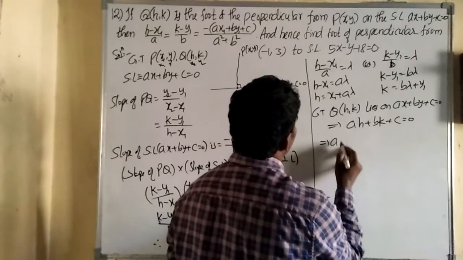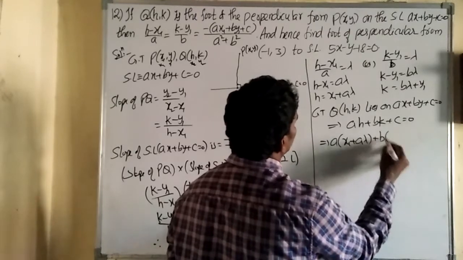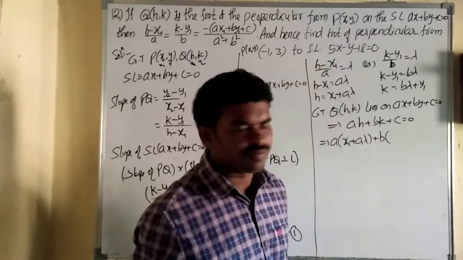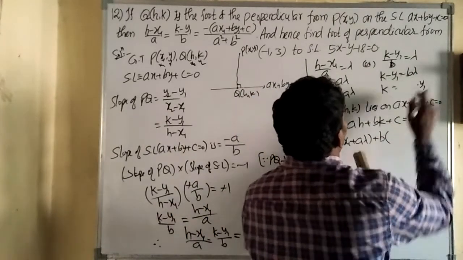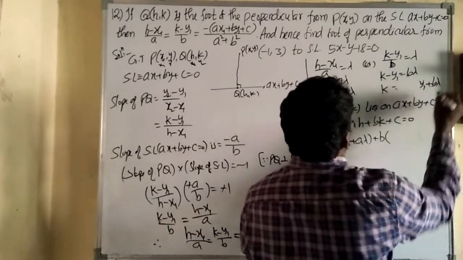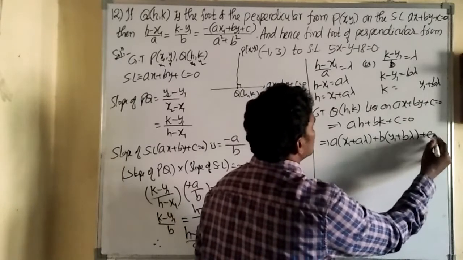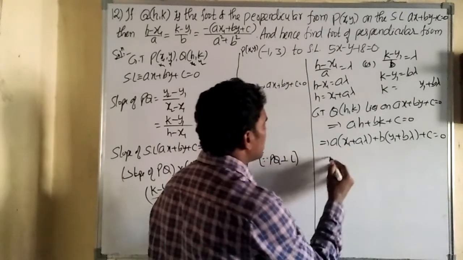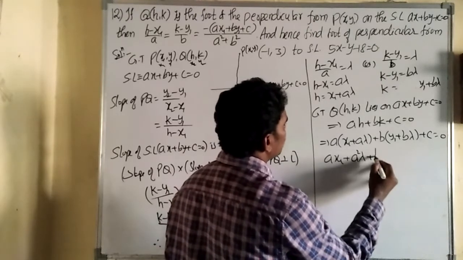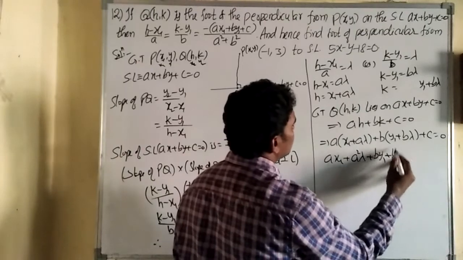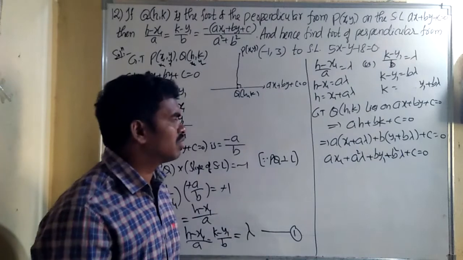So that implies a into h means x1 plus a lambda, plus b into k, we can write k means y1 plus b lambda. However we write, that is true, no tension. So a into (x1 plus a lambda) plus b into (y1 plus b lambda) plus c equals 0. Multiplying, ax1 plus a square lambda plus by1 plus b square lambda plus c equals 0. We get almost all.